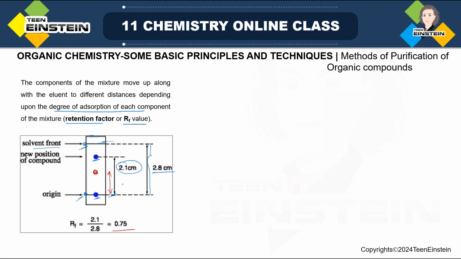So this distance is, suppose, 1.9, just arbitrarily I am saying 1.9. So the RF value for this red spot should be 1.9 divided by 2.8, and obviously that value will be lesser. So from the RF value 0.75 for the blue spot, for the red spot it will be lesser than this, because it is now 1.9 divided by 2.8.